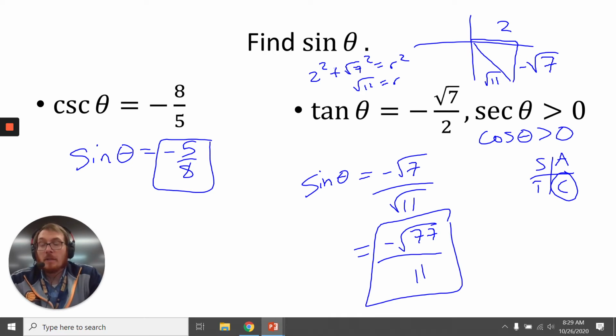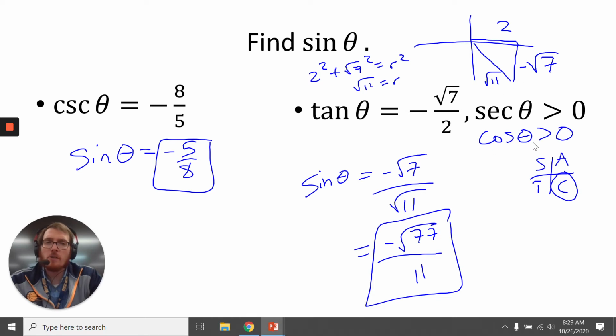The next one should be really easy if they give you cosecant. Remember, cosecant is just sine's reciprocal, so it should just be flipping it around. That's why it doesn't have any other extra info. The one on the right here, you have tangent -√7/2. Remember, one of these pieces is negative. That will be determined on which quadrant it's in.